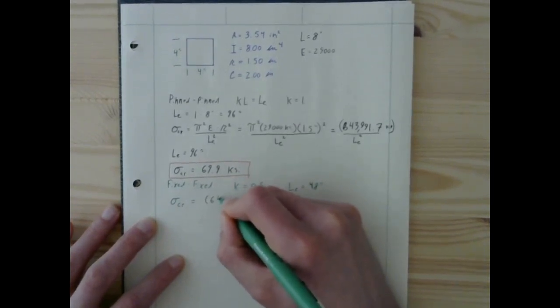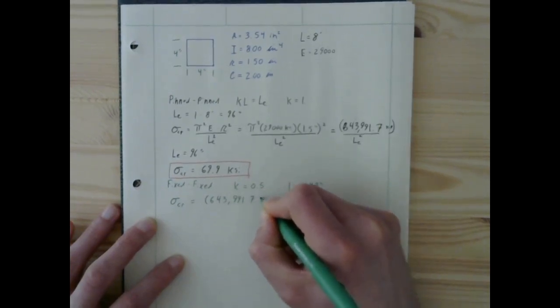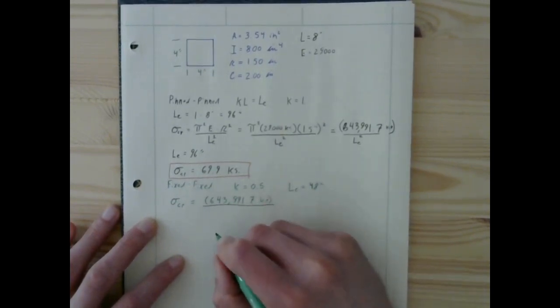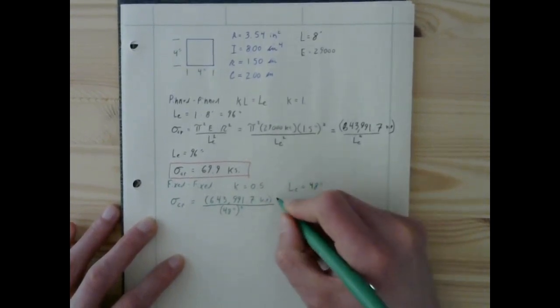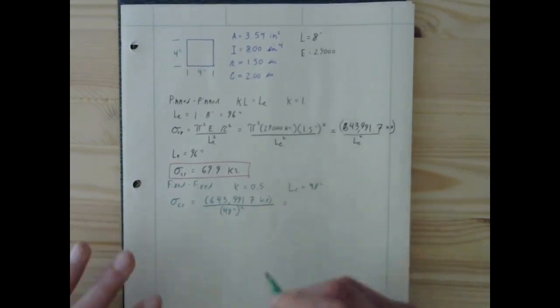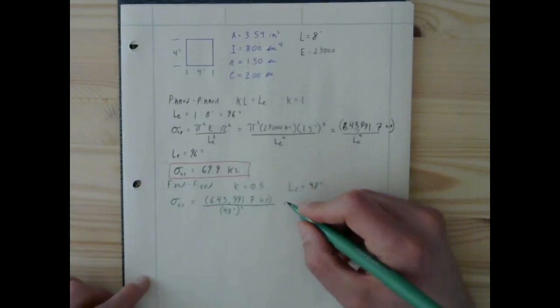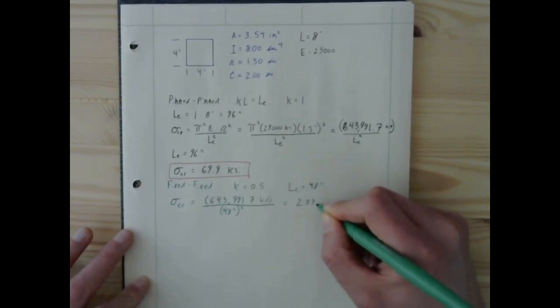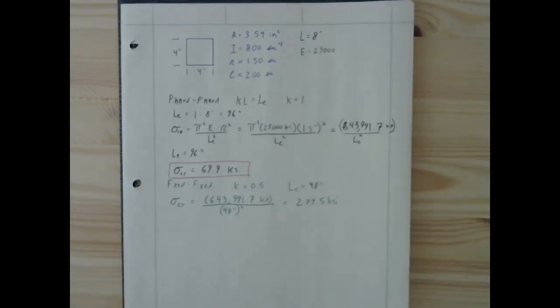is going to be 64,391.7 over 48 inches squared. And that's going to give us 279.5 KSI. Again, let's box that.